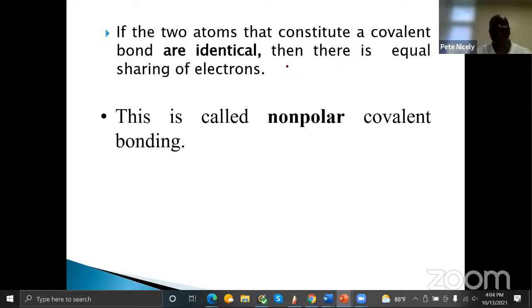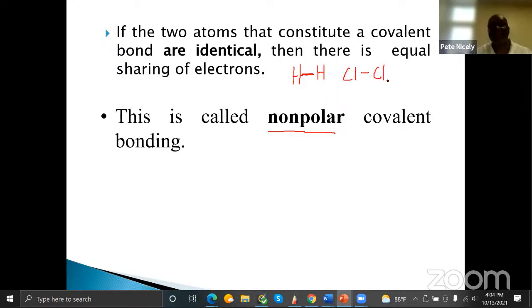Okay, so in the case of the hydrogen molecule, where you have two identical atoms connected to each other by a covalent bond, these electrons here, the pair of electrons here, would be equally shared between the two atoms because the two atoms are identical. So we call this type of bonding a nonpolar covalent bond, all right?